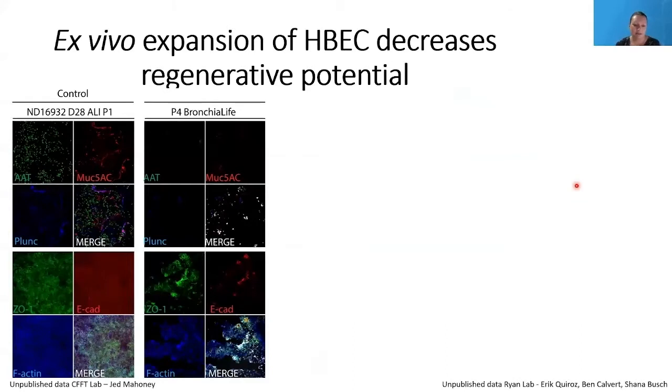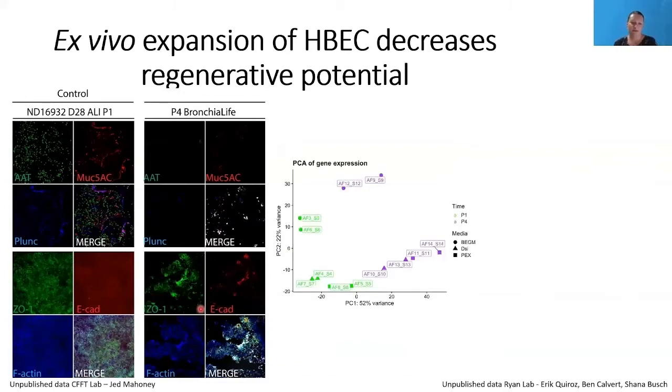Data from my own lab and that of the CF Foundation in collaboration with Jed Mahoney has shown that ex vivo expansion of human bronchial epithelial cells, or basal stem cells, decreases the regenerative potential over time. So here you can see air-liquid interface cultures from passage 1 cells and from cells that have been passaged 4 times in bronchial life media. And you can see that after 4 passages, this particular line of patient-derived cells has a significant reduction in differentiation of ciliated, goblet, and secretory cells, and also a breakdown in the efficient generation of an epithelial barrier.